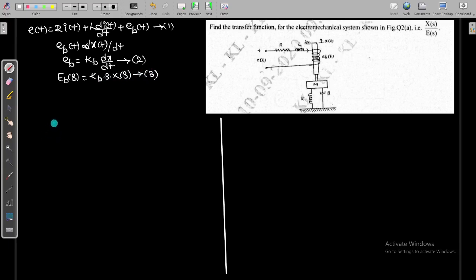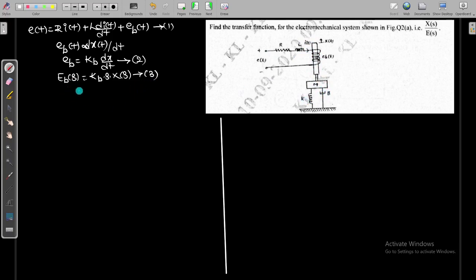Now if you apply force on this mechanical system, how much current is flowing determines the force. This mechanical system works on how much current is flowing through this coil. So the force applied on this mass, as well as on the spring constant and the damping constant, depends on whatever current is flowing.